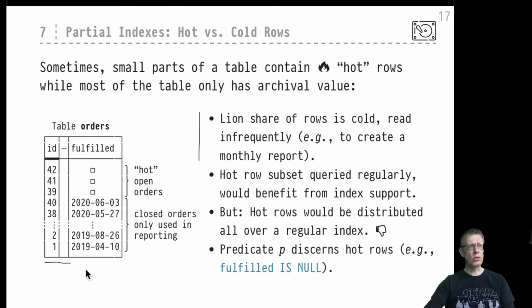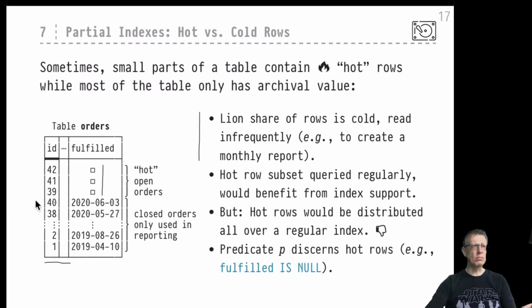But there's also the fulfilled field, and this is indicative of the hotness or the coldness of our queries. So some of these rows have indeed a fulfilled entry of null, meaning that they have not been fulfilled. These orders are still open. We have to work on them. Our engineers, our workers, are querying details of these particular orders all the time because they are currently being worked on. Okay, so this would be the hot subset of the data.